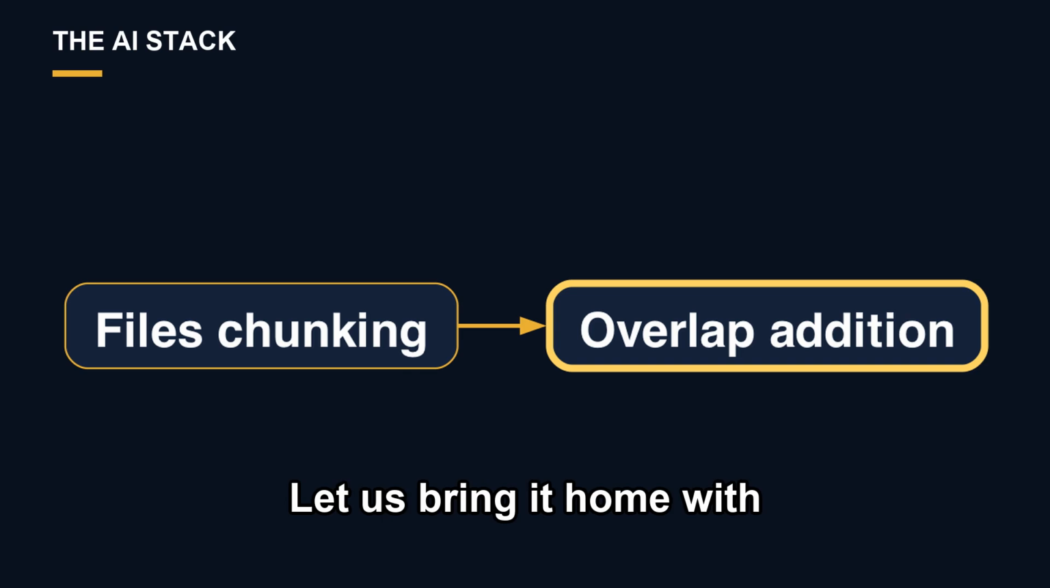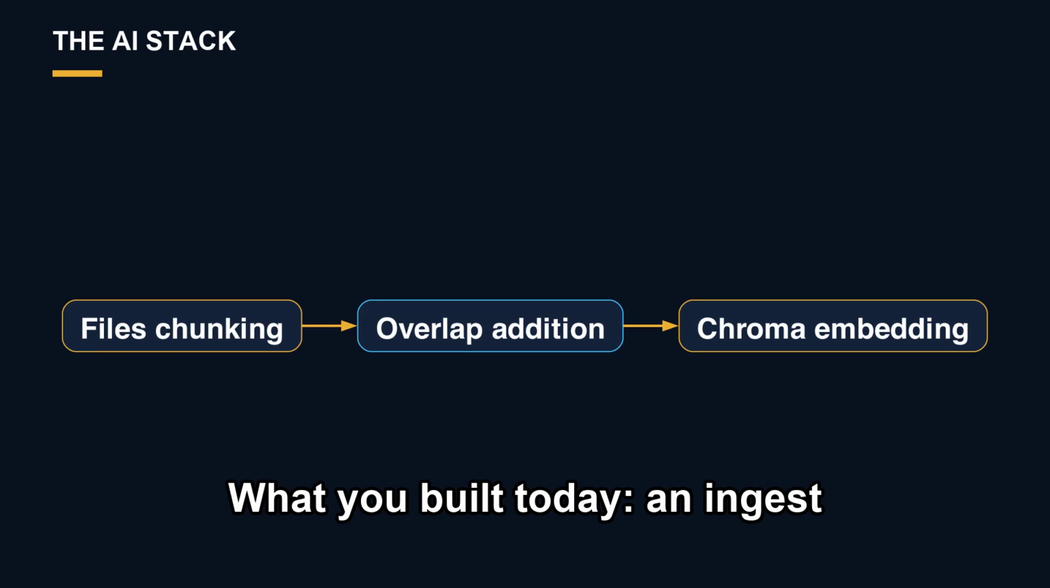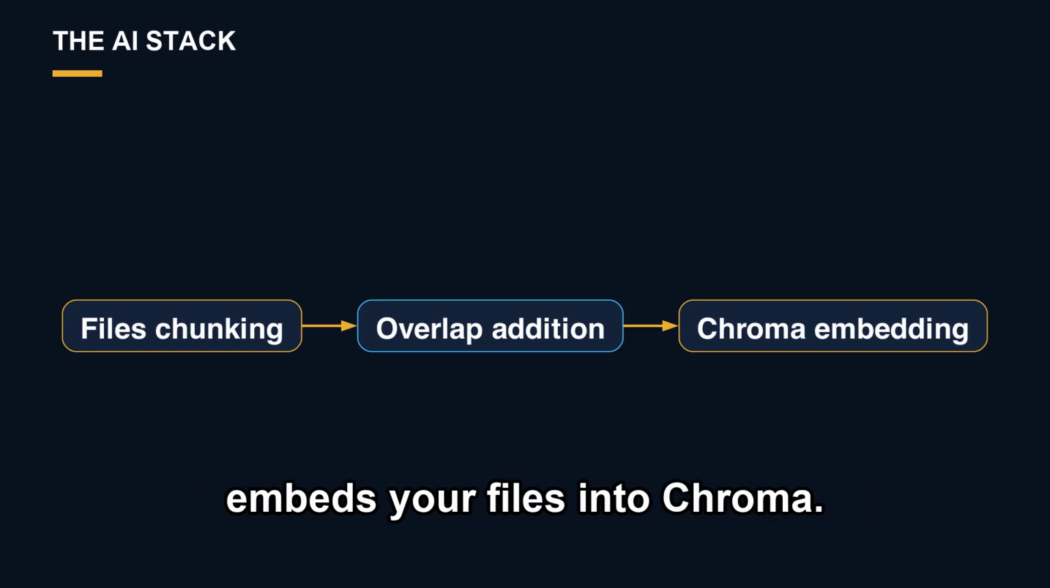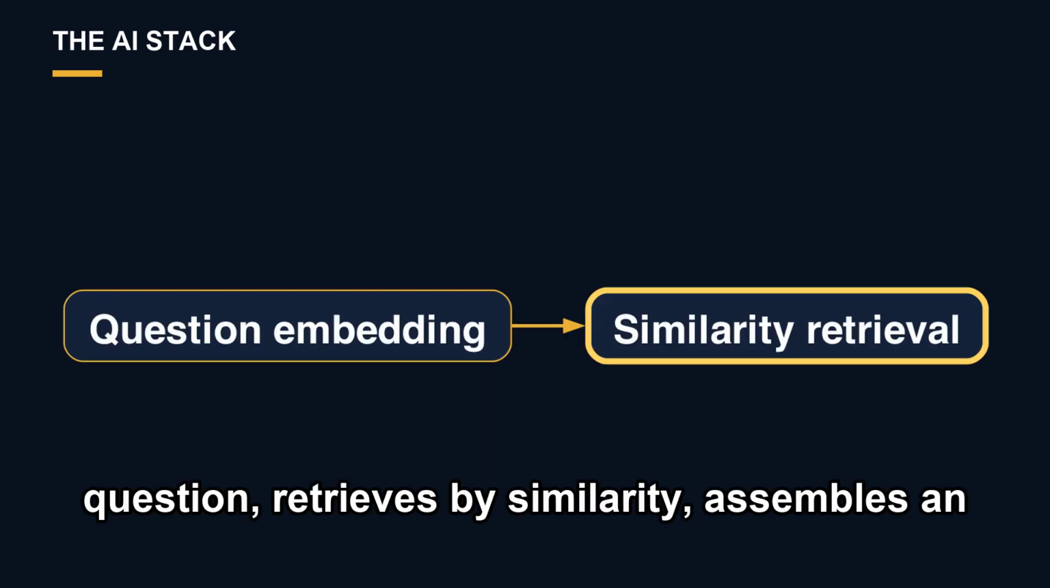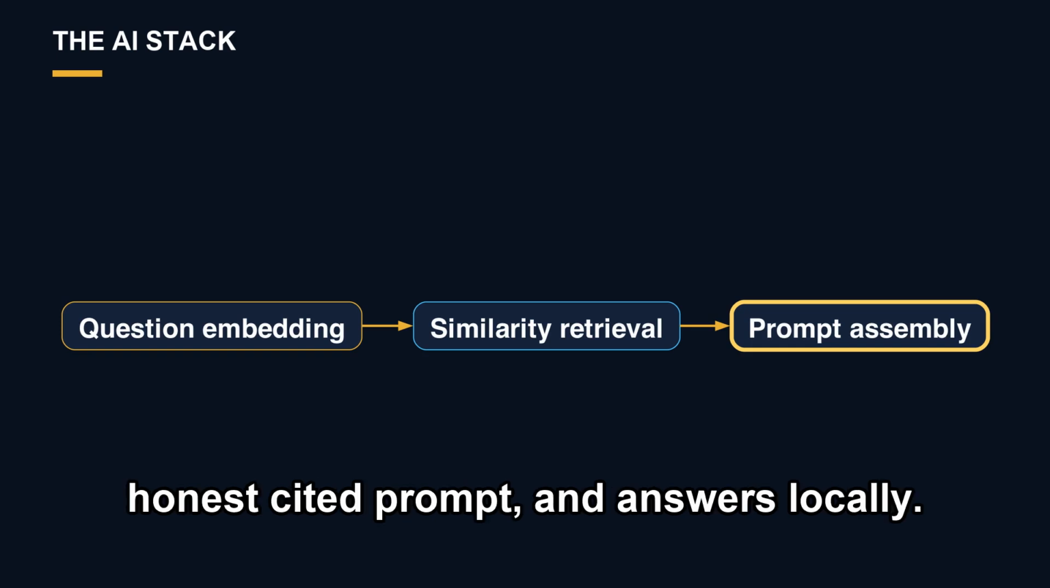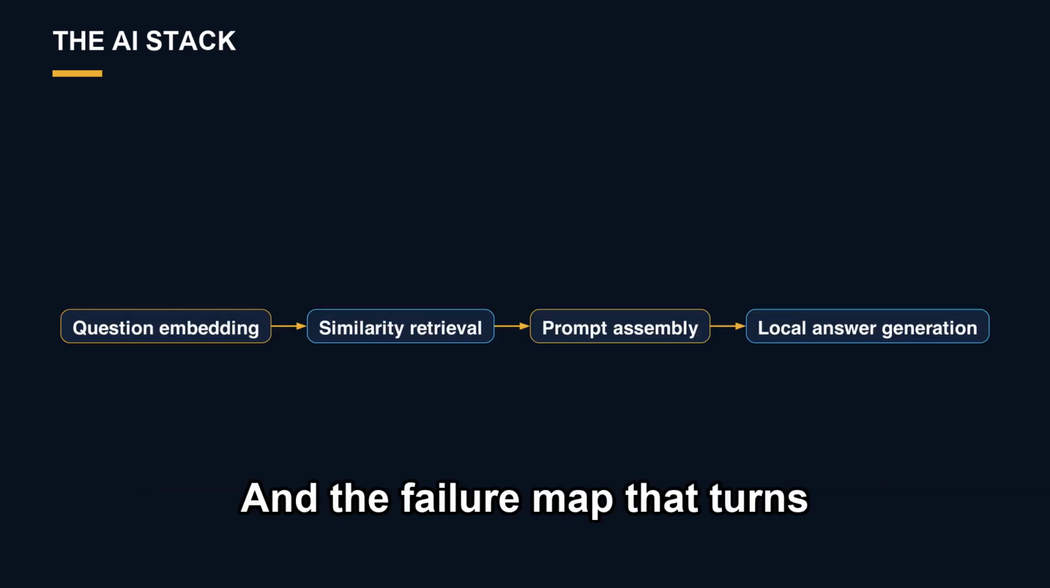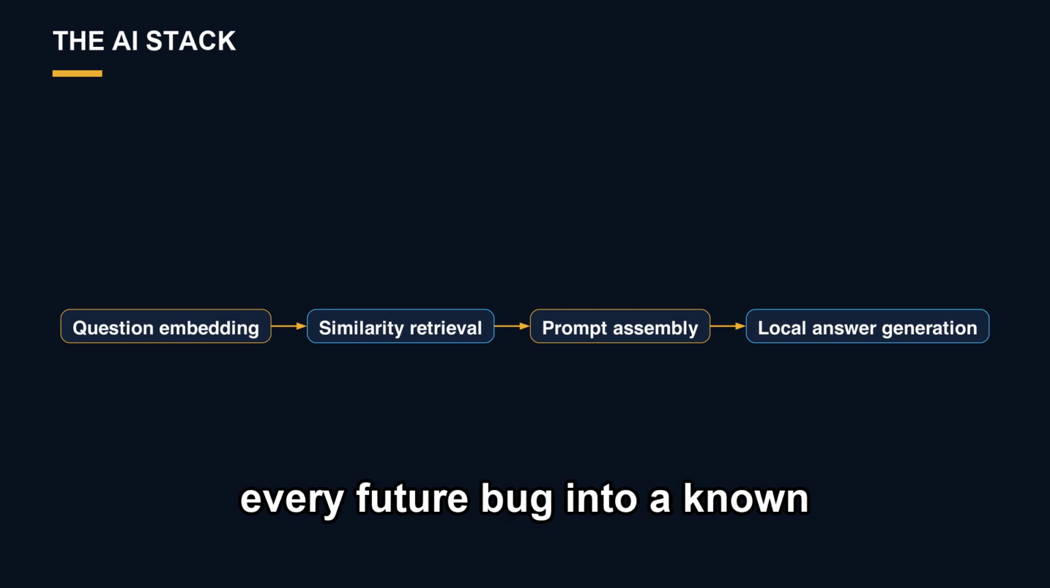Let us bring it home with the recap of the episode and of the road. What you built today: an ingest pipeline that chunks with overlap and embeds your files into Chroma. A chat loop that embeds the question, retrieves by similarity, assembles an honest cited prompt, and answers locally. And the failure map that turns every future bug into a known episode.